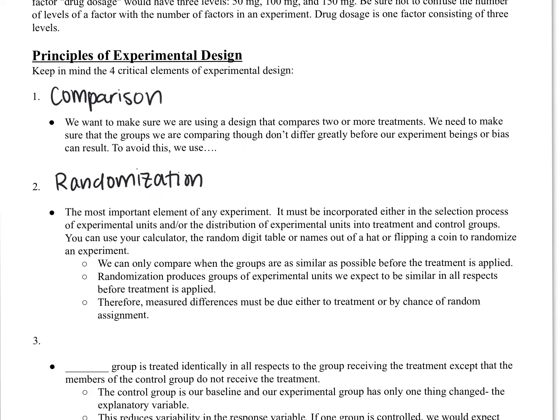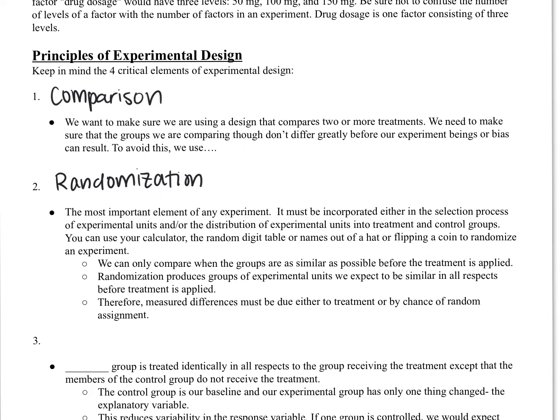Randomization is probably the most important element of any experiment. It has to be incorporated either in the selection process of your experimental units and or the distribution of experimental units into treatment and control groups. For our purposes, we can use our calculator, the random digit table, names pulled out of a hat, or flipping of a coin to randomize an experiment.